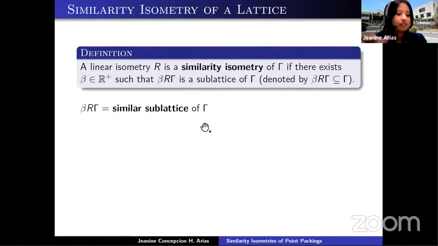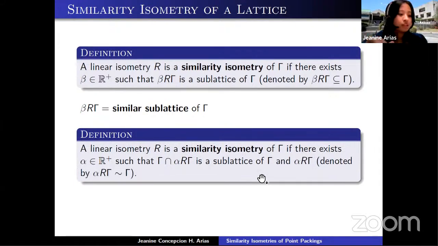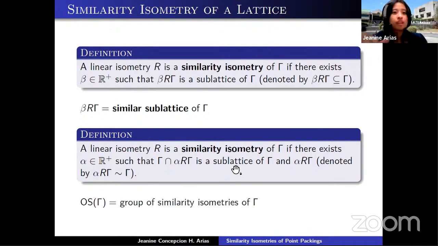Alternatively, we can define a similarity isometry in the following way. R is a similarity isometry of gamma if there exists a positive constant alpha such that the intersection of gamma and alpha R gamma forms a sublattice of gamma and alpha R gamma. We denote this relation by tilde. In any case, the group of similarity isometries of gamma is denoted by OS(gamma) and it may be defined using either definition.